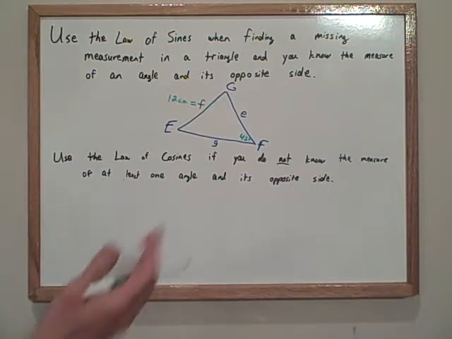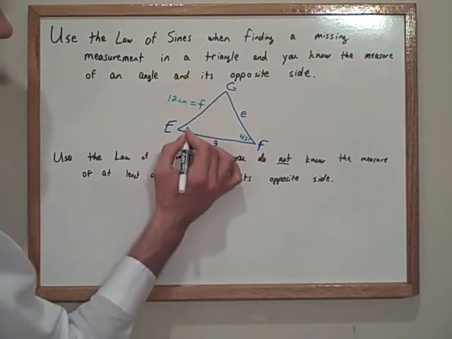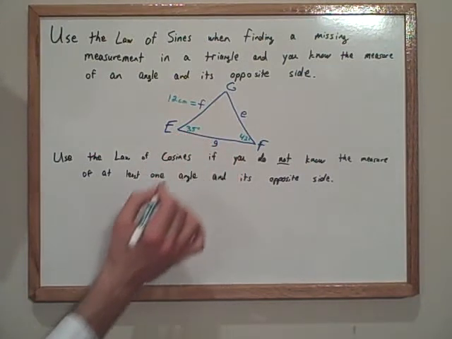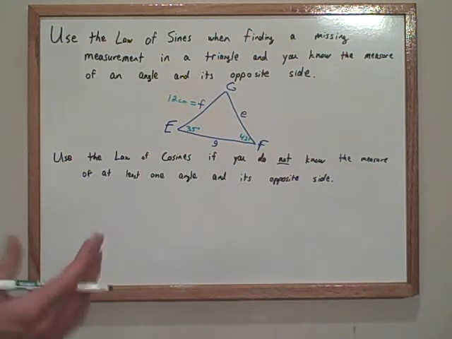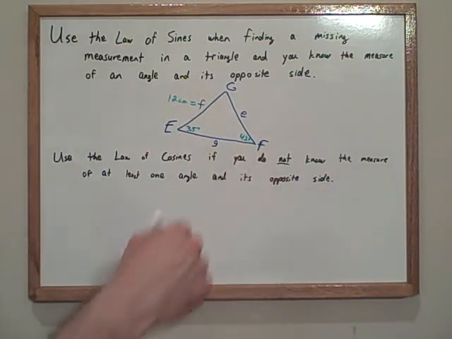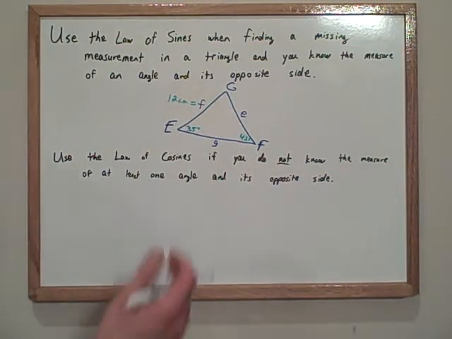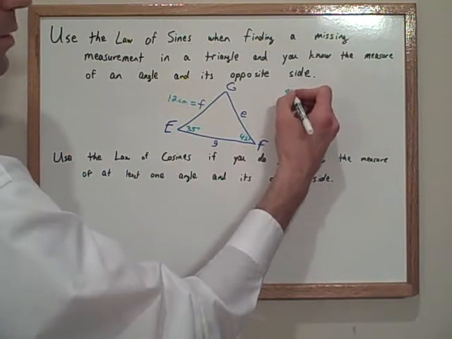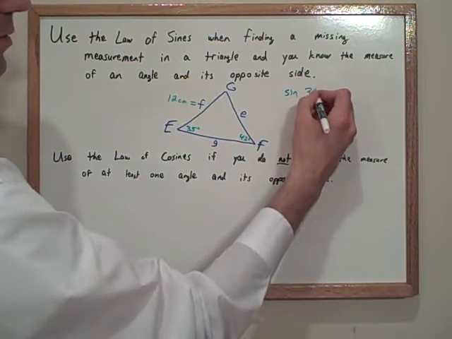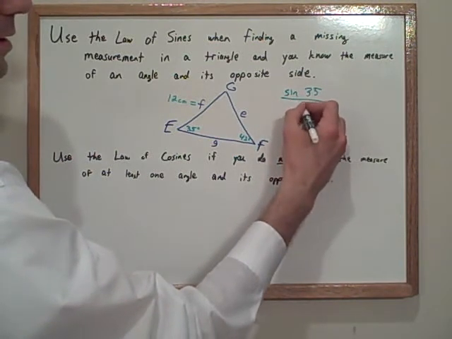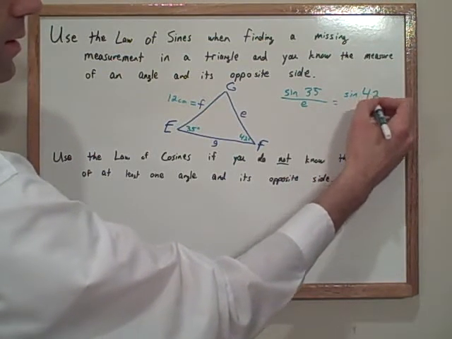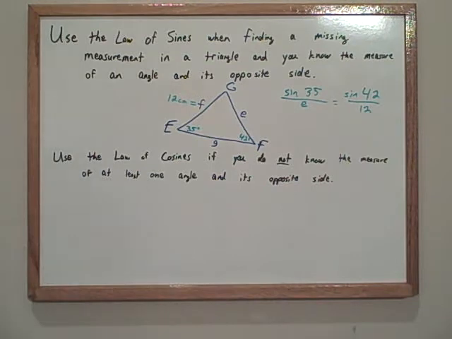Now we need to know a little bit more. So let's suppose they also gave us the measure of angle E. Let's say that it was 35 degrees. And let's suppose they said find little e. In a situation like this, we would just set it up. Since this problem is not in your packet, we're not going to go through this one to completion, but we would set it up like this. Sine of big E, which is 35, divided by little e, which is what we're looking for, equals sine of big F divided by little f.